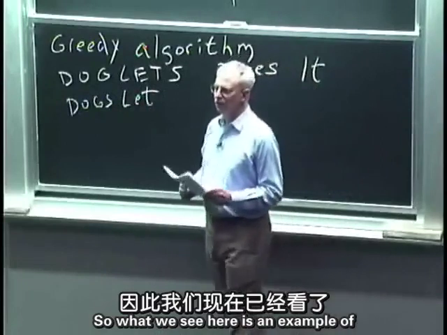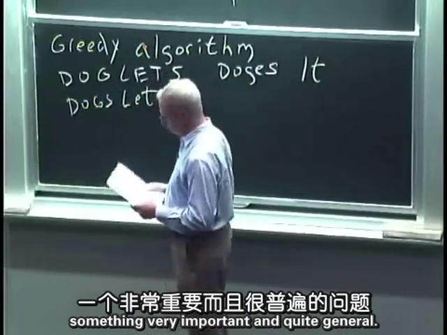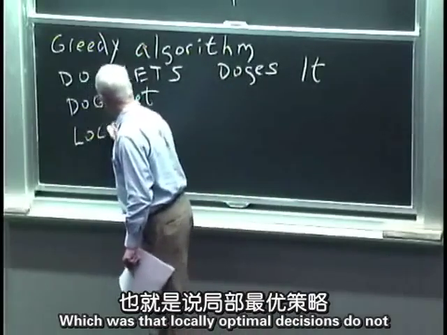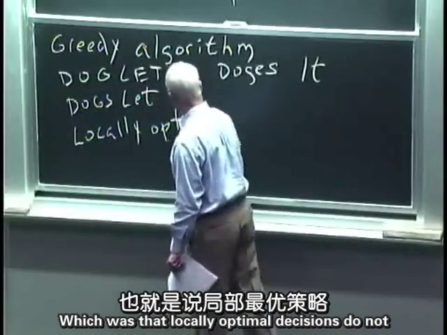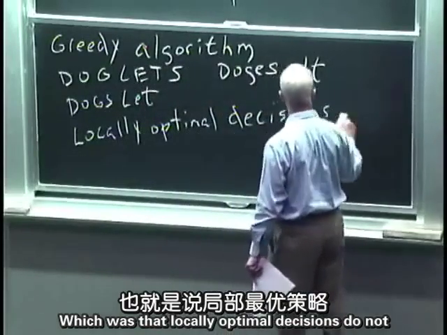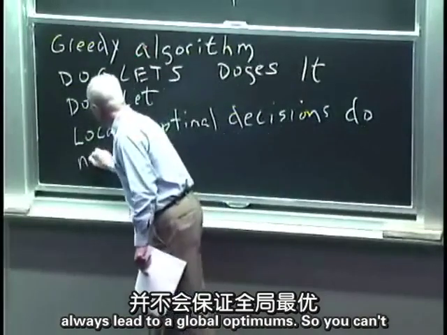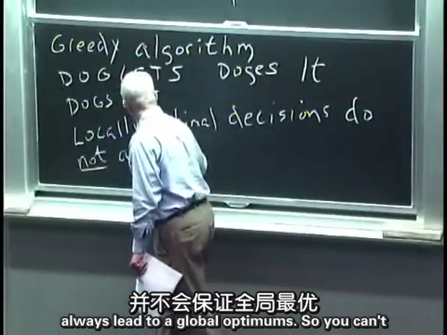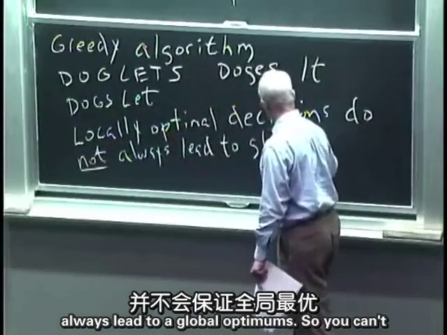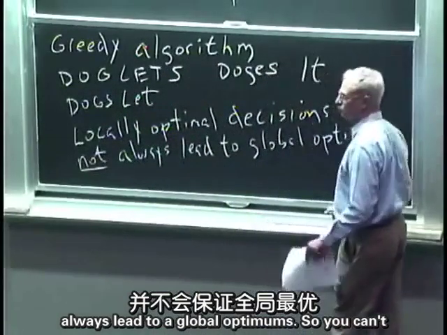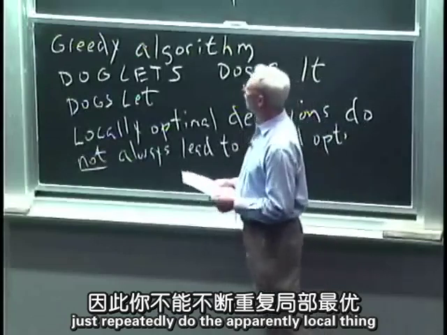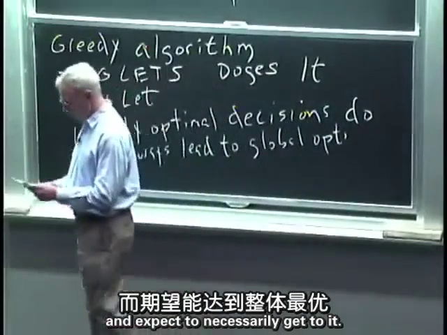So what we see here is an example of something very important and quite general, which is that locally optimal decisions do not always lead to a global optimum. Okay, so you can't just repeatedly do the apparently local thing and expect to necessarily get there.